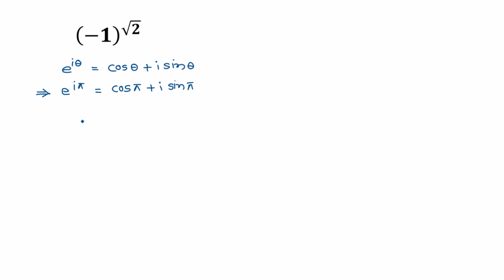Now we know cos of n pi is equal to -1 to the power of n. So when n is equal to 1, we get -1 to the power 1, this is -1, so cos of pi is equal to -1.